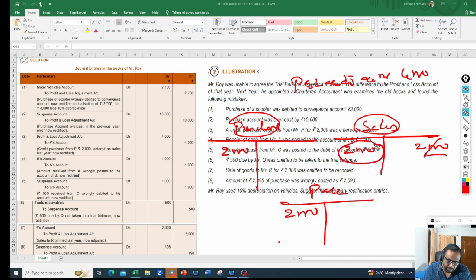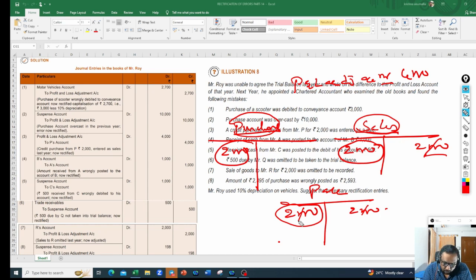So this debit and this debit, instead of debiting purchase account, instead of debiting sales account, we debit P&L adjustment account, debit 4000. Now, P account is debited with the 2000, right? This is actually supposed to be credited, but we debited. So if I credit this, this will get knocked off. Where is the credit balance in P?